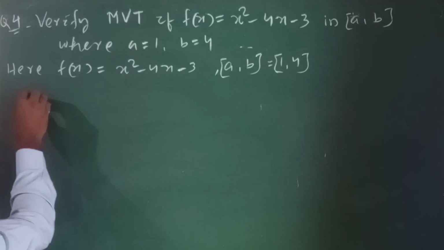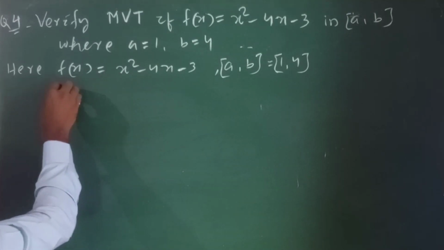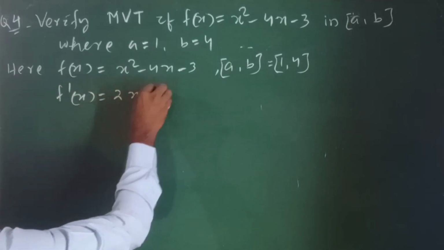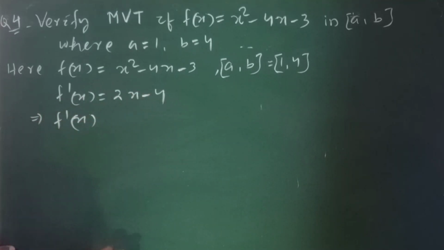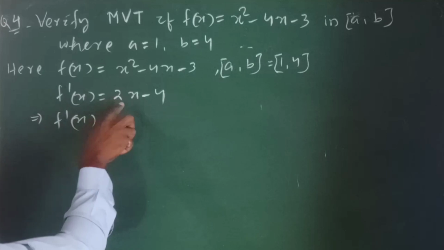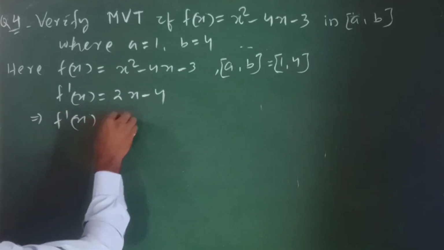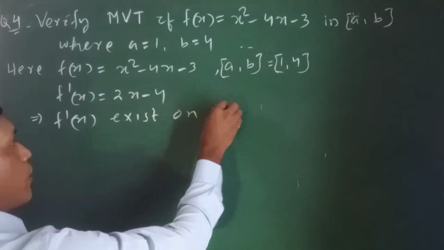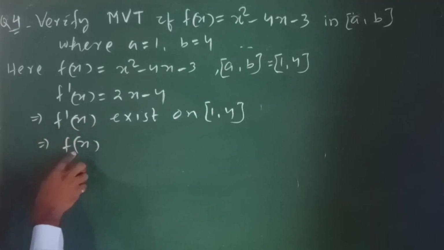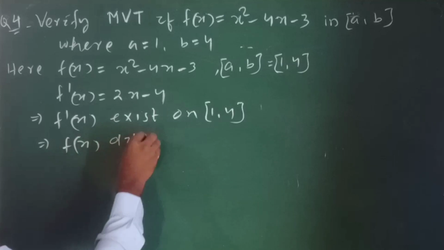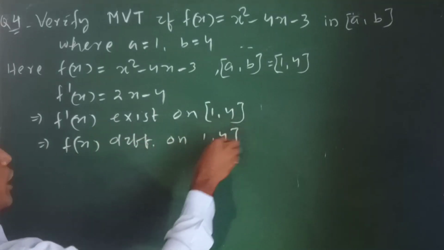Now here we have f of x is equal to x square minus 4x minus 3. So f dash x is equal to 2x minus 4. Here f dash x is a polynomial. That means the value of this polynomial exists for every real number. If we take any real value of x, then the value of f dash x exists. So if f dash x exists for all real values of x, then f dash x exists on this interval [1, 4]. If f dash x exists, that means the function f of x is differentiable. So f of x is differentiable on the closed interval [a, b].